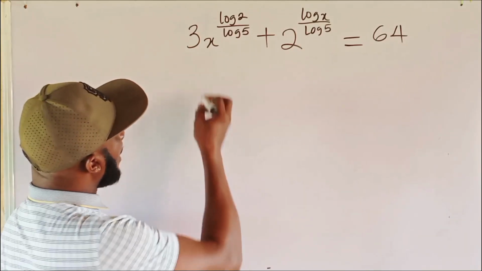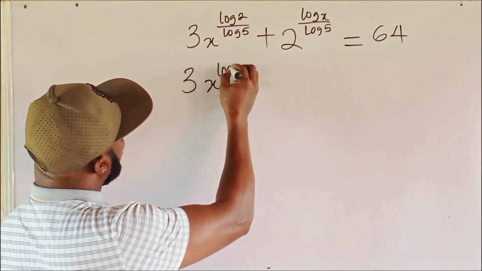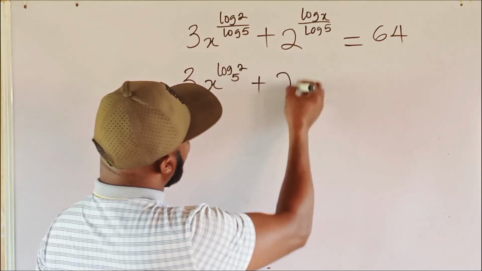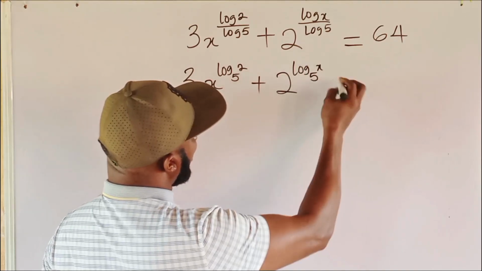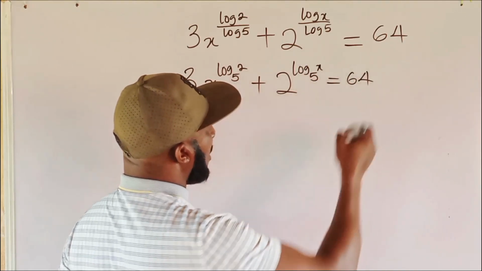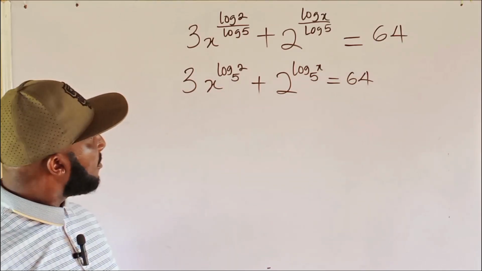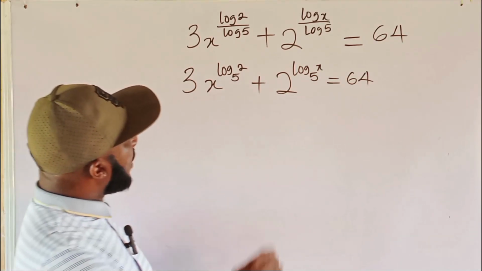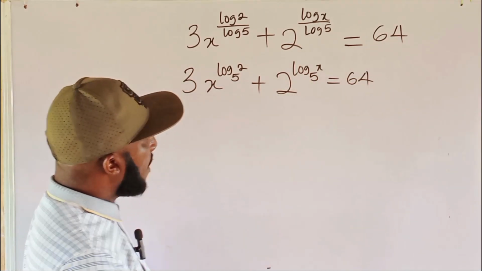I can rewrite it as 3 times 5 raised to the power of log to base 5 of the argument 2, plus 2 raised to the power of log to base 5 of the argument x, equal to 64. At least we have done well by refining the context of this problem. The next thing we shall do again is to find a way to take care of these two because of the fact that we have a base 5.